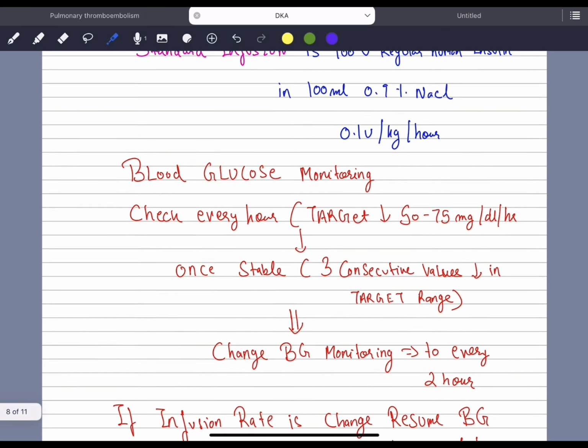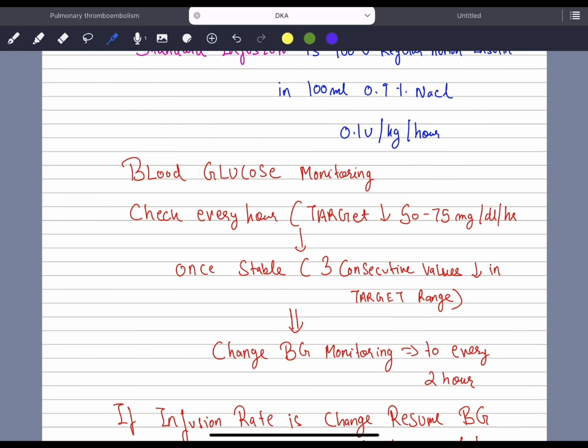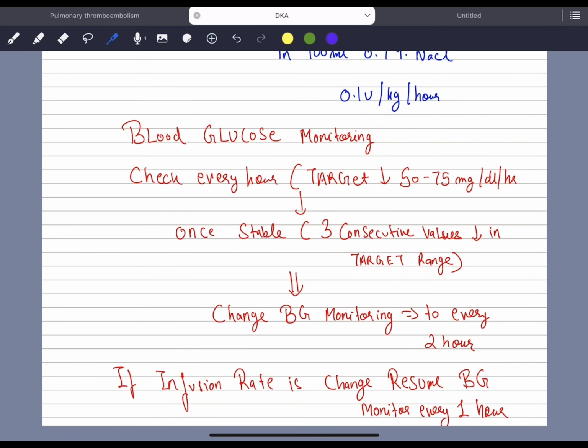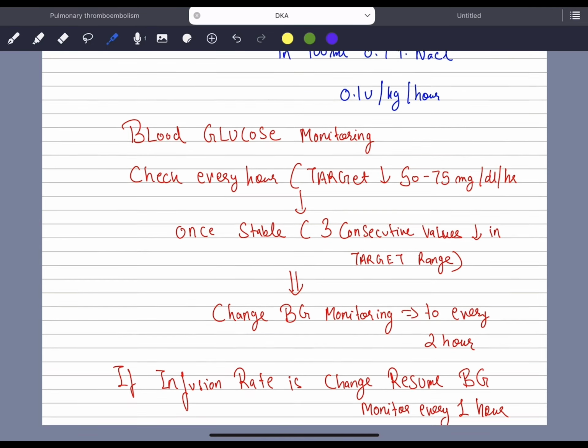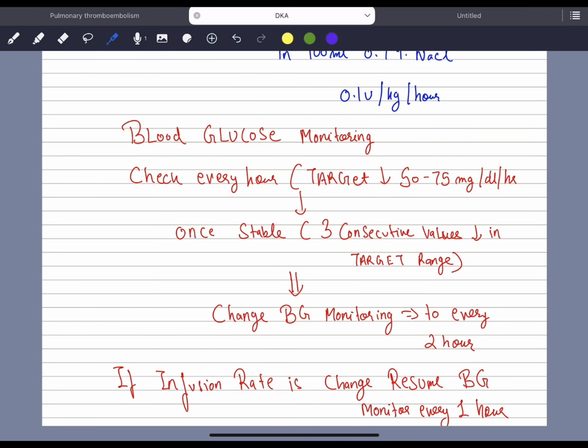Now we will continuously monitor the blood glucose level, which is every 1 hour, right? The target range of blood glucose lowering is 50 to 75 mg per deciliter per hour. If we get 3 consecutive stable readings, we can shift from 1 hour monitoring of blood glucose to 2 hour. And if the infusion rate is changed in any course of our treatment, then we have to again shift to 1 hour monitoring to be safe.